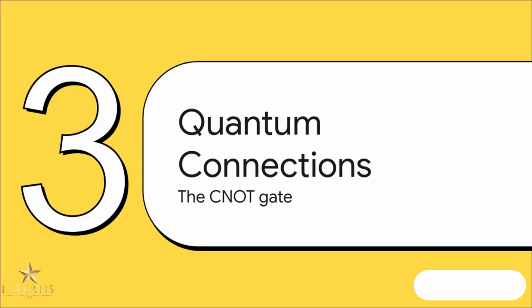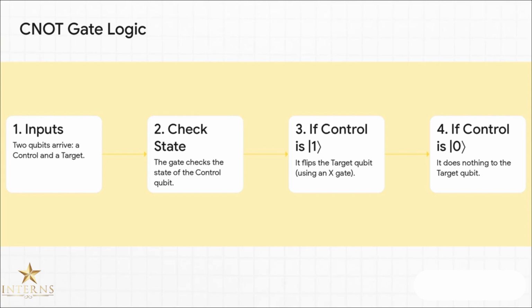Okay, so we know how to play with a single qubit, but the real magic, the real power, happens when we make them work together. And that brings us to our third section, creating quantum connections, and the superstar of this section, the CNOT gate. The CNOT, which stands for controlled NOT, is our first 2-qubit gate, and its logic is actually beautifully simple. It has 2 inputs, a control qubit and a target qubit. The gate just looks at the control qubit.